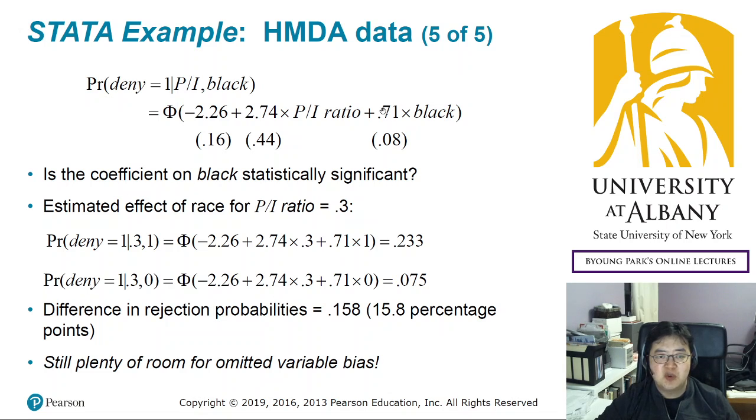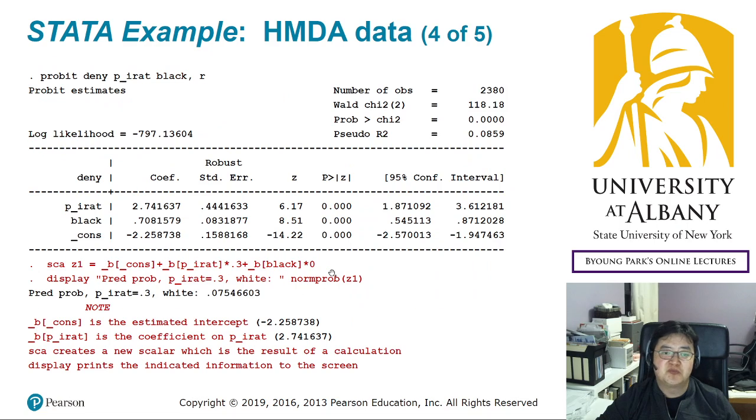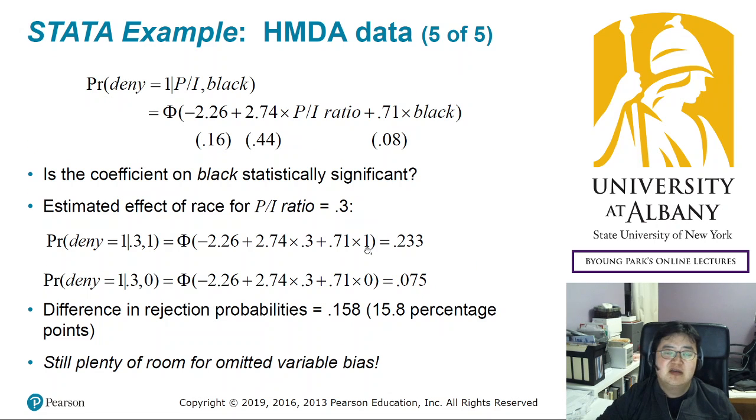The coefficient is 0.71, standard error is 0.08. If you calculate their ratio, the coefficient estimate is 8.5 times larger than the standard error, which is statistically significant, or the p-value is 0. It's exactly the same as the t-statistic rationale.